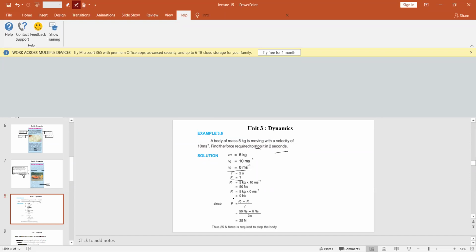So you know the relation, this is our relation basically, and you have to put the values in this relation, right? First of all, you have to find the value of pi, then pf, and then you substitute the values in this formula and you get the value of force. So for pi, multiply m with vi, you get 15 newton second, and pf is m multiplied with vf, which is 0, so here the momentum is 0. Just substitute the values: 15 newton second minus 0 newton second divided by 2 seconds, which gives you 25 newton. This is the required force to stop the body.